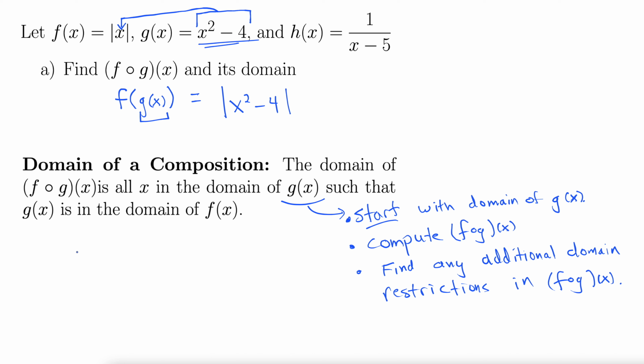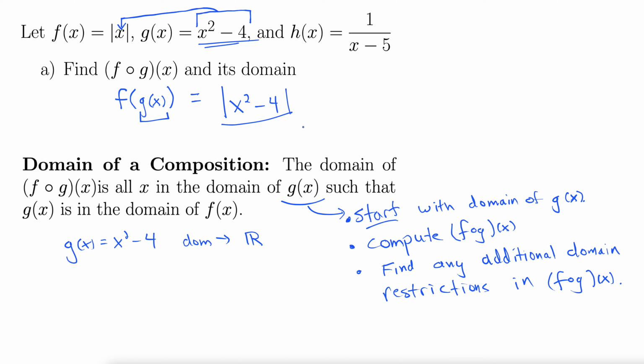Let's look at g of x. Well, g of x is simply x squared minus 4. Well, that's a nice polynomial. The domain is all real numbers. That gives us no problems whatsoever. So the domain is all real numbers. Okay, so we're good to go. We haven't had to throw out any points from our domain. So next we do the composition, which is already here.